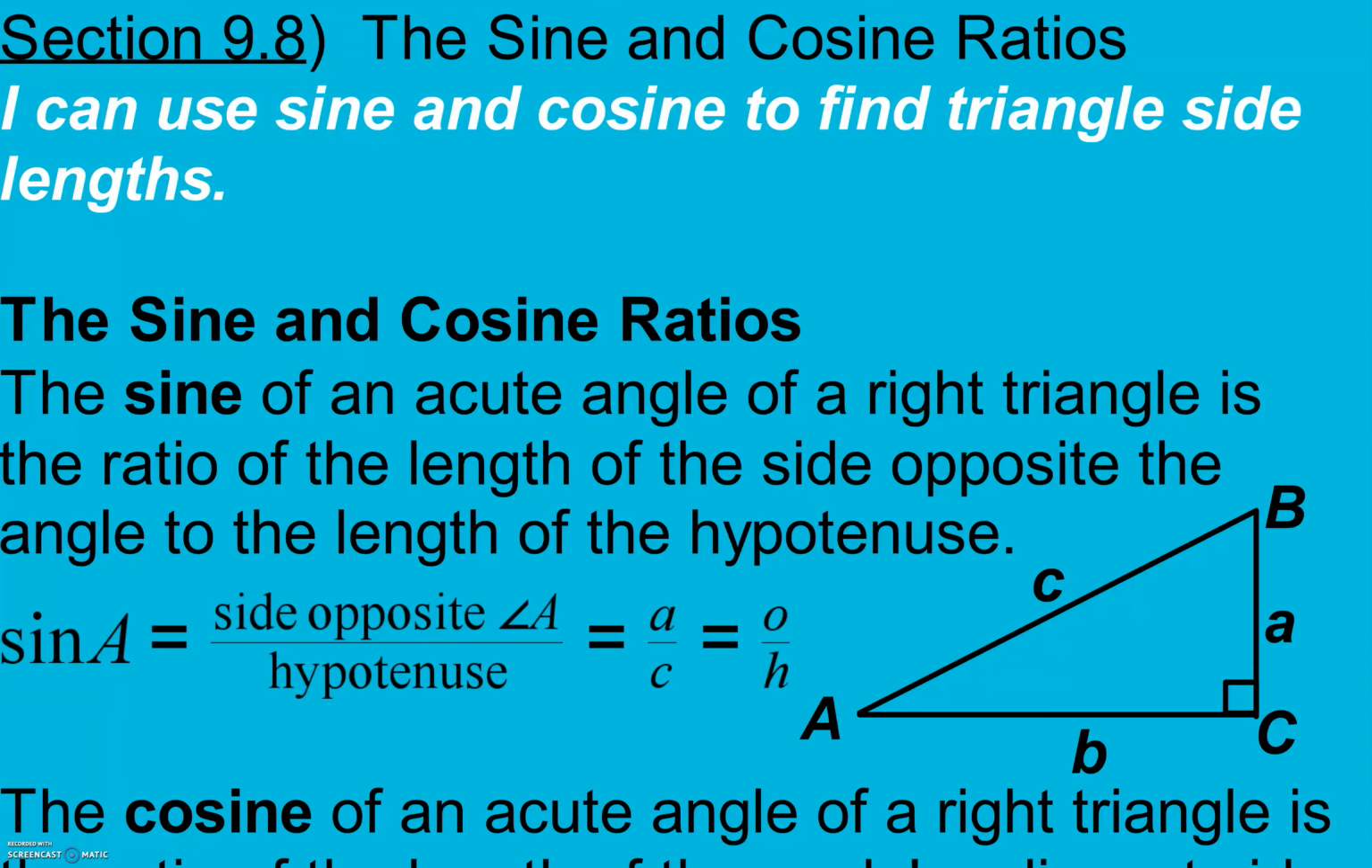Section 9.8 is the sine and cosine ratios. I can use sine and cosine to find triangle side lengths. The sine and cosine ratios.